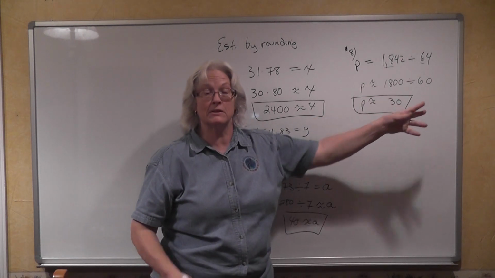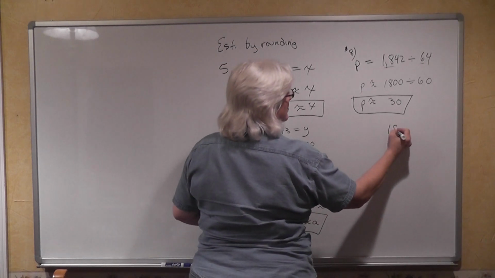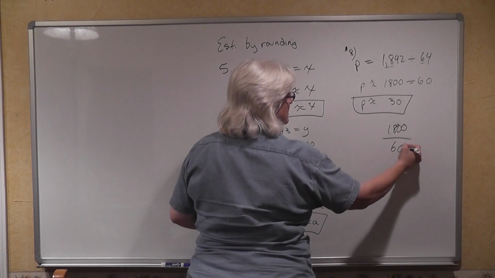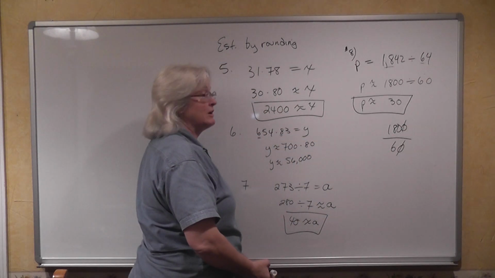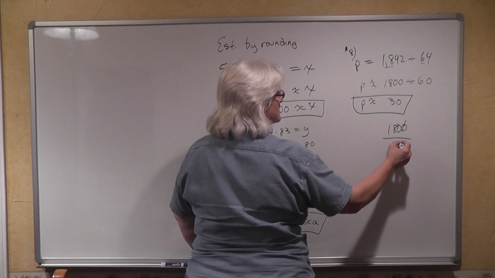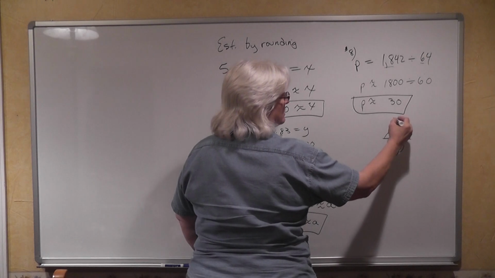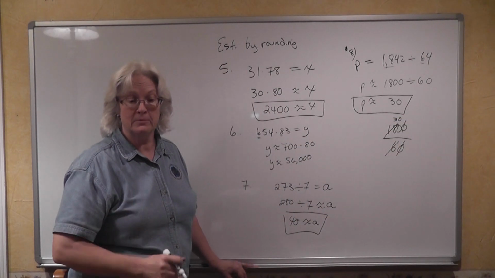1,800 divided by 60. Go ahead and write it out as a ratio if you need to. 1,800 divided by 60. One of your 10s cancel. You now have 180 divided by 6. The 6 can go into 180, and you have 30. Okay?